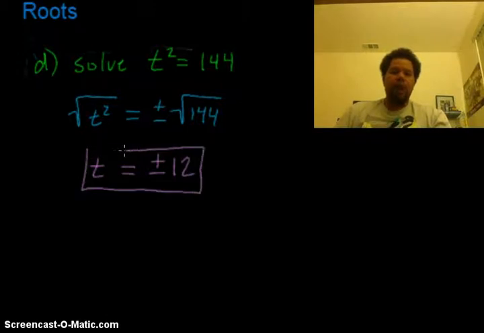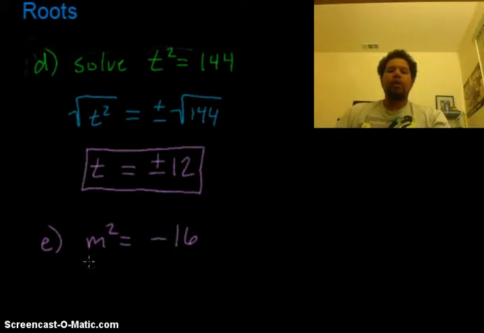Now you may ask, why do we have a positive and a negative? Well, if you think about it, if we were to plug a positive 12 into our original equation, 12 times 12 is 144. As well as if I substituted negative 12 in here, negative 12 times negative 12 is also 144. So therefore, the two answers for t are plus and minus 12, or a positive and a negative 12.